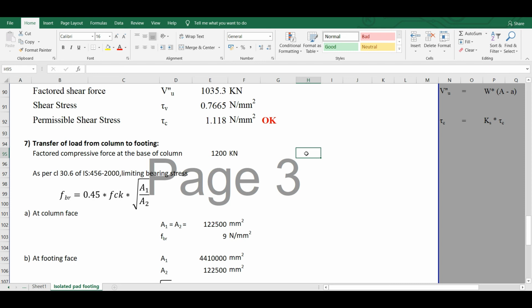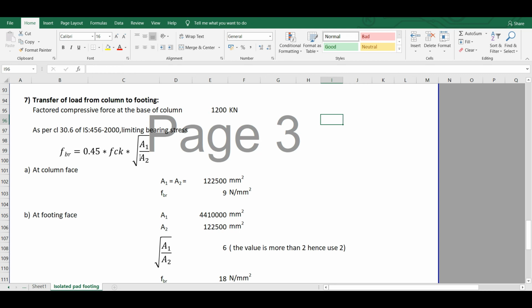load of 1200 kilonewton. That 1200 kilonewton is nothing but the factored load, that is, 1.5 times 800. So we will check that our column and foundation are able to take a factored load of 1200 kilonewton with the help of compressive stresses. The bearing stress or compressive stress is given by 0.45 fck into square root of A1 by A2.